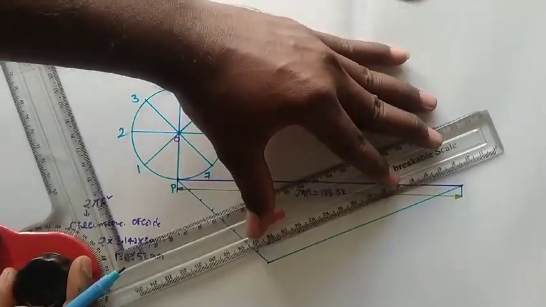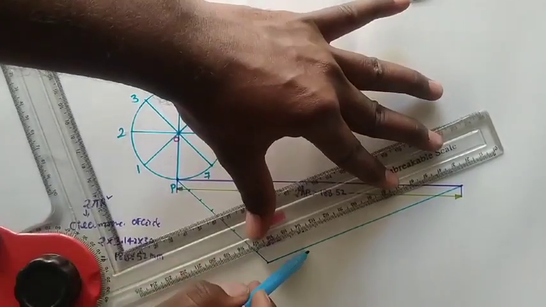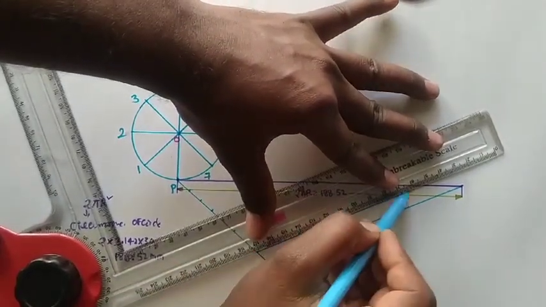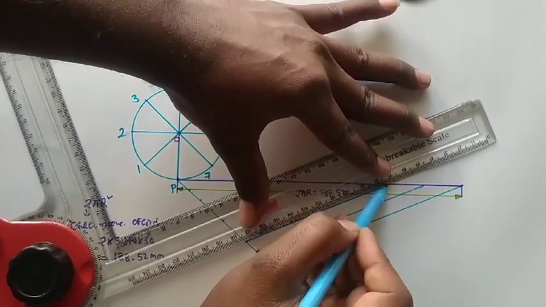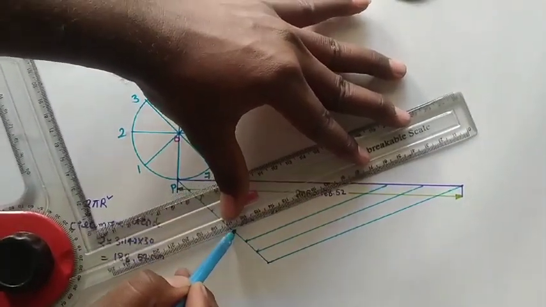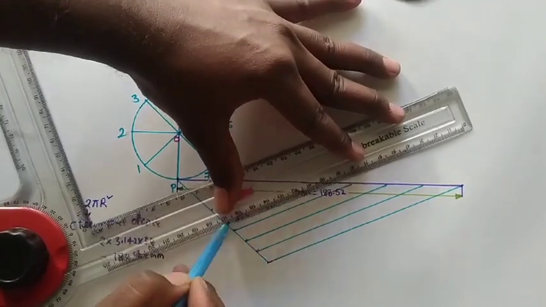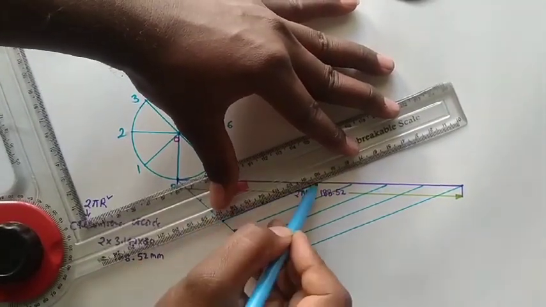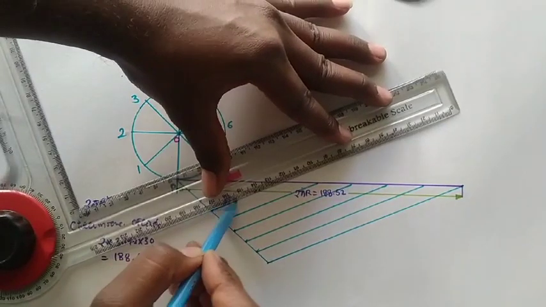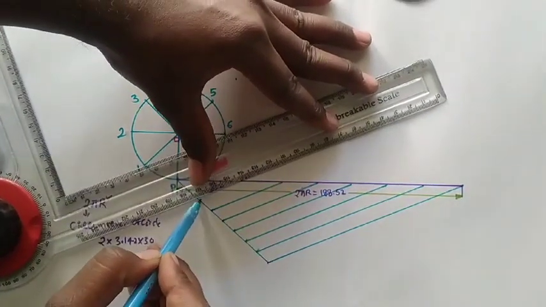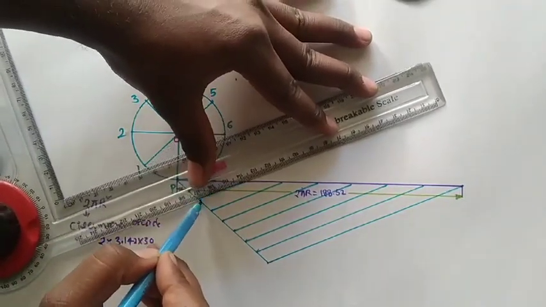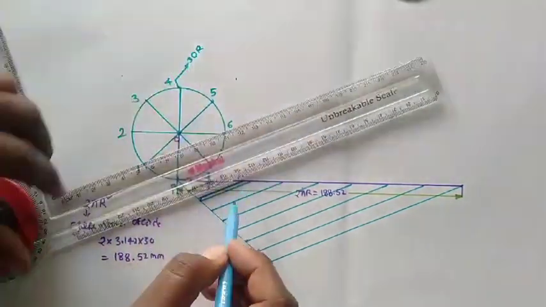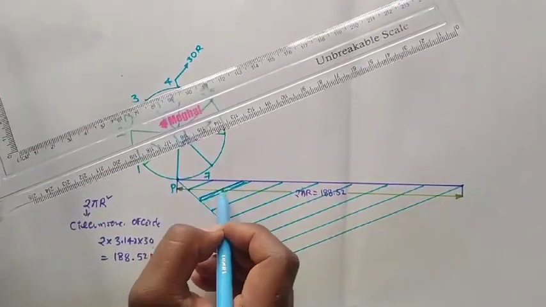Next, move your diopter to the second part, parallel to this line, and draw another line. Then from the next part, parallel to this line, draw another line, and continue drawing parallel lines from each part.